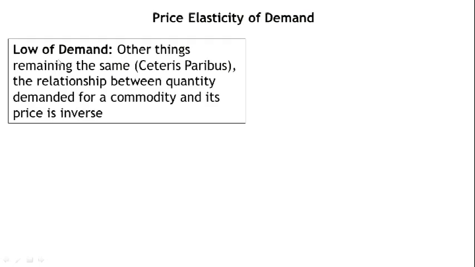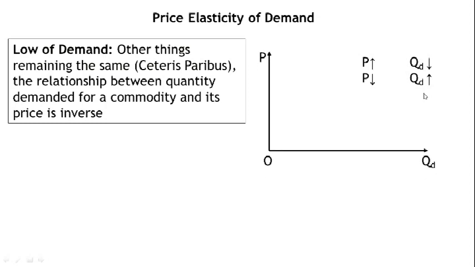To introduce the concept, let us start with the law of demand. The law of demand states that, other things remaining constant, that is under ceteris paribus condition, the relationship between quantity demanded for a commodity and its price is inverse. That is, if the price of a product rises, its quantity demanded falls, and if the price falls, quantity demanded rises. In the figure, the demand curve is downward.